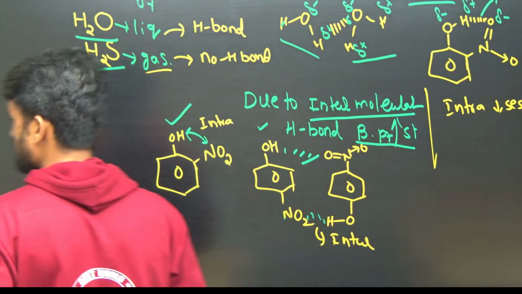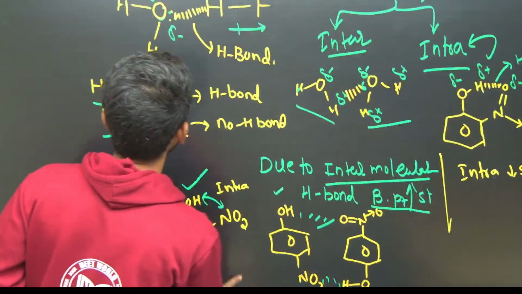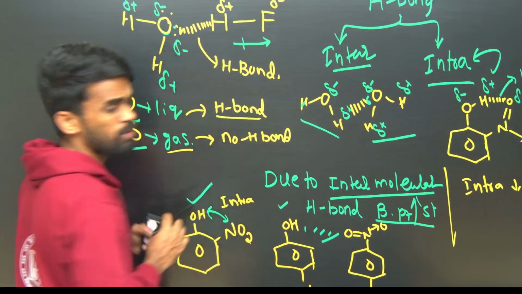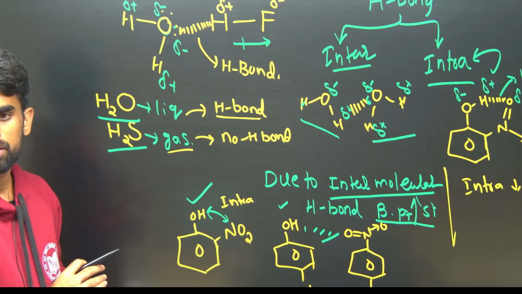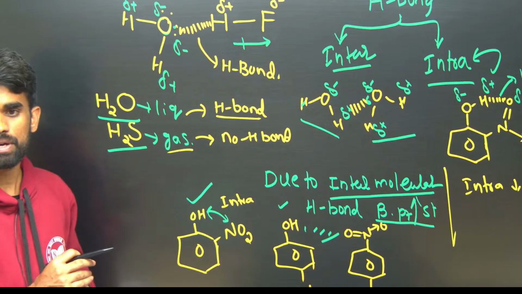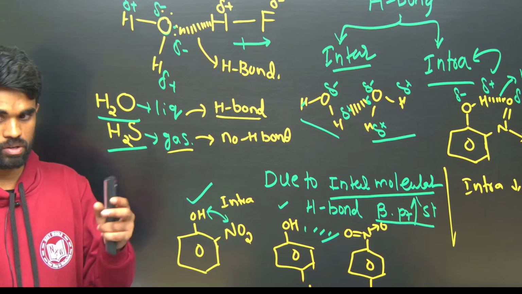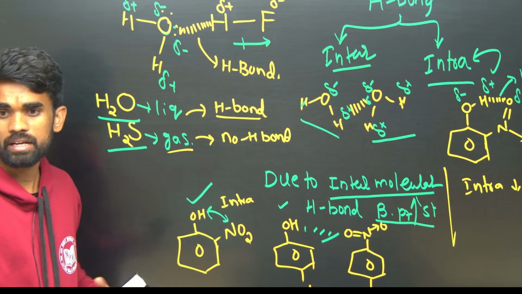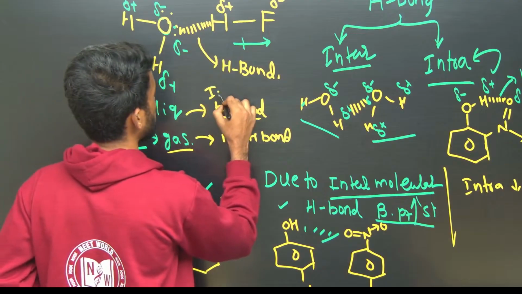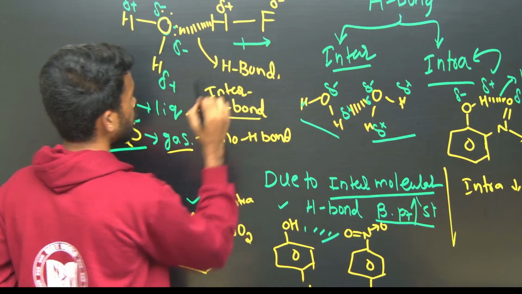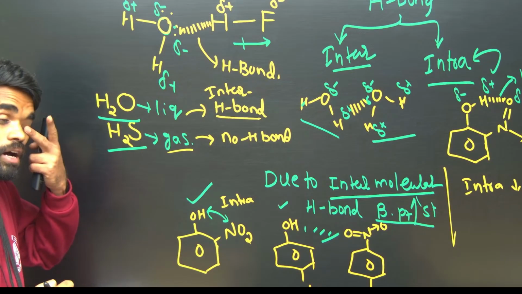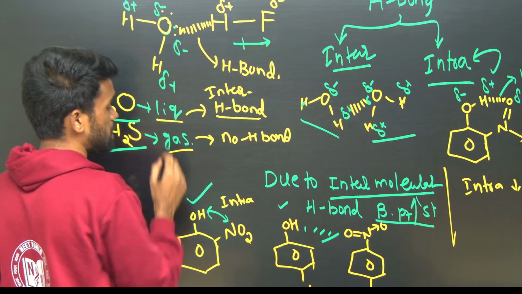Remember this point. The next thing is, I told you water exists in the liquid state. Why? Because of hydrogen bonding. What type of hydrogen bonding? Two different water molecules will be there like this, so it will be intermolecular hydrogen bonding. Just remember that. And it will have a cage-like structure.